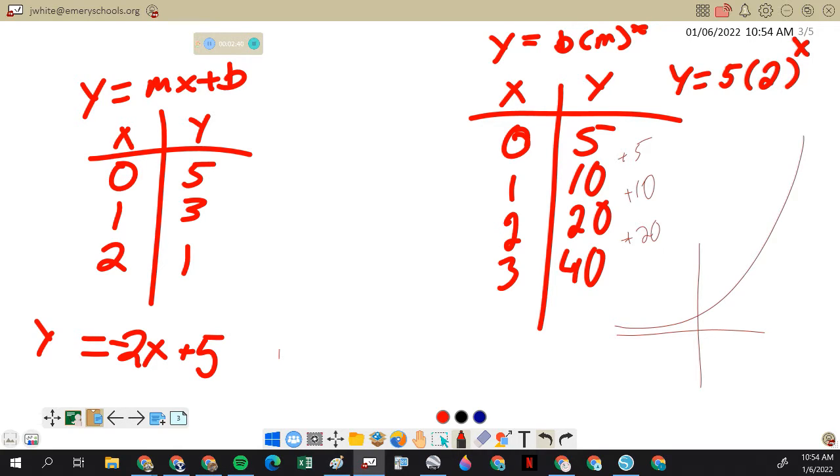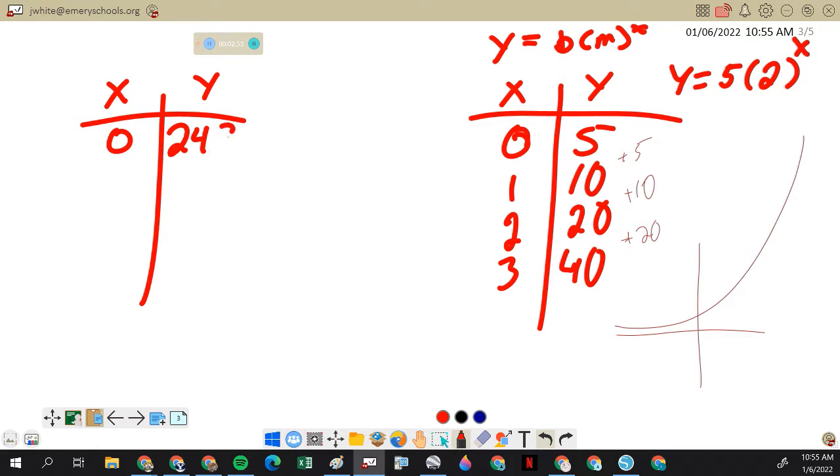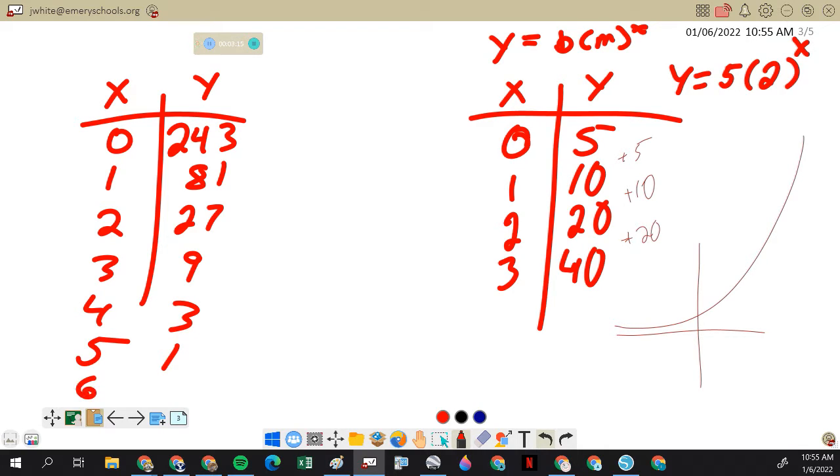Is there a way to multiply that's equivalent to dividing? You multiply by a fraction. So let's say that I look in my bank today, and there are $243, and I spend 2/3 of those dollars, so I only have 1/3 of my money left. So that would be 1 and 81, 2 and 27, 3 and 9, 4 and 3, 5 and 1, and 6 and 1/3.